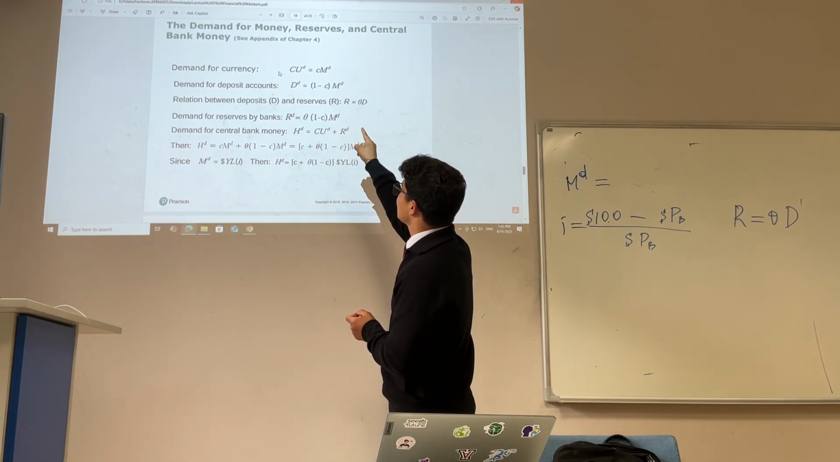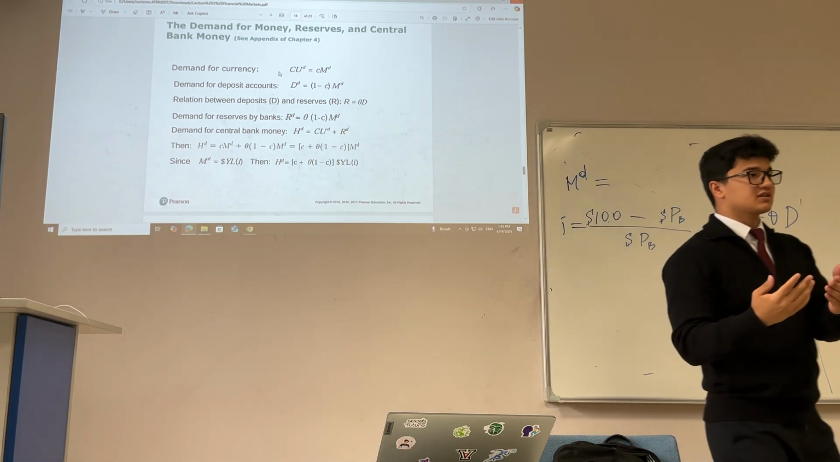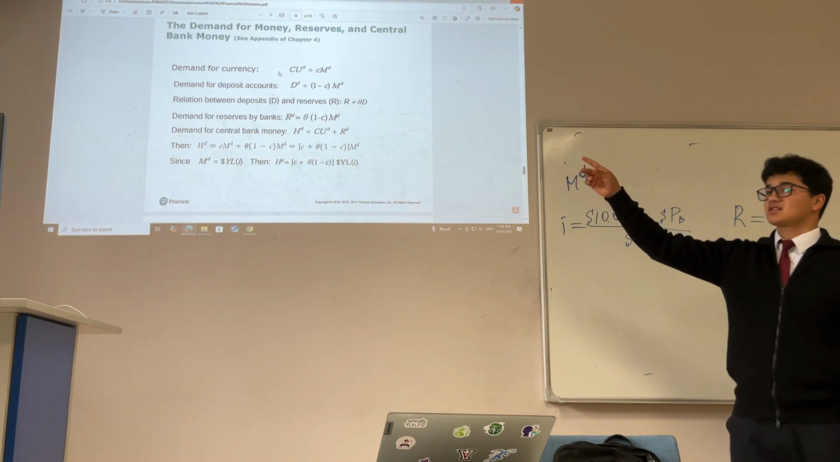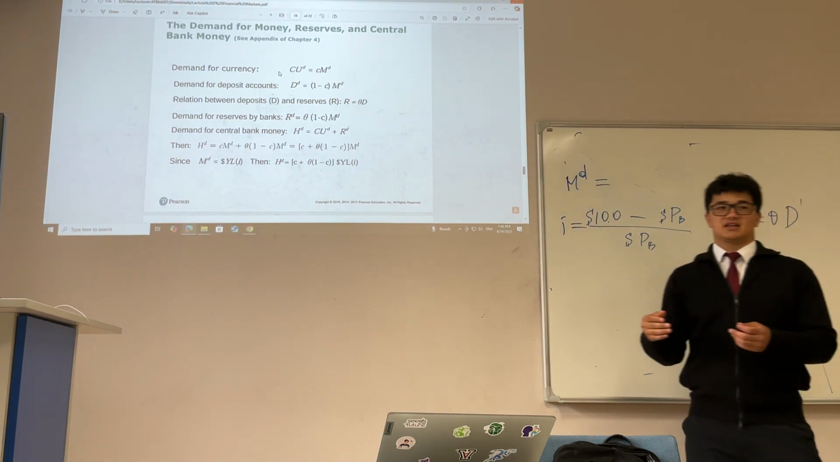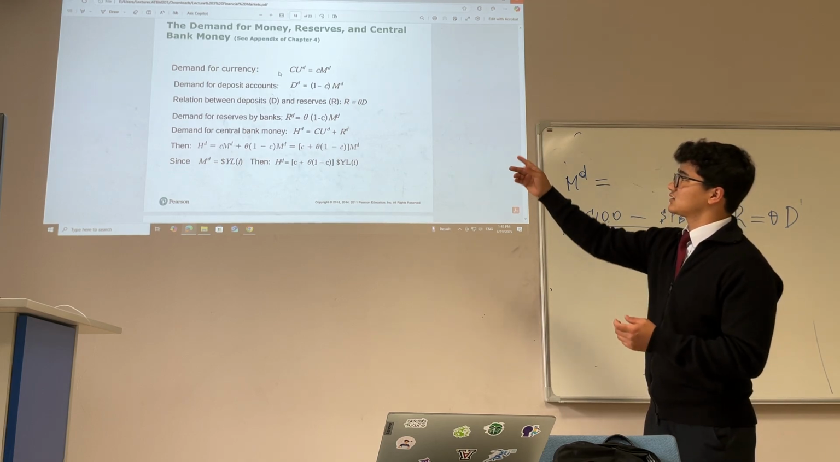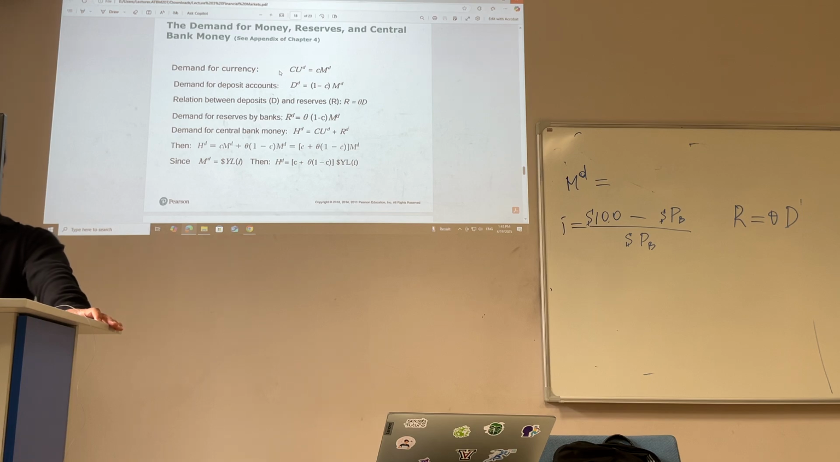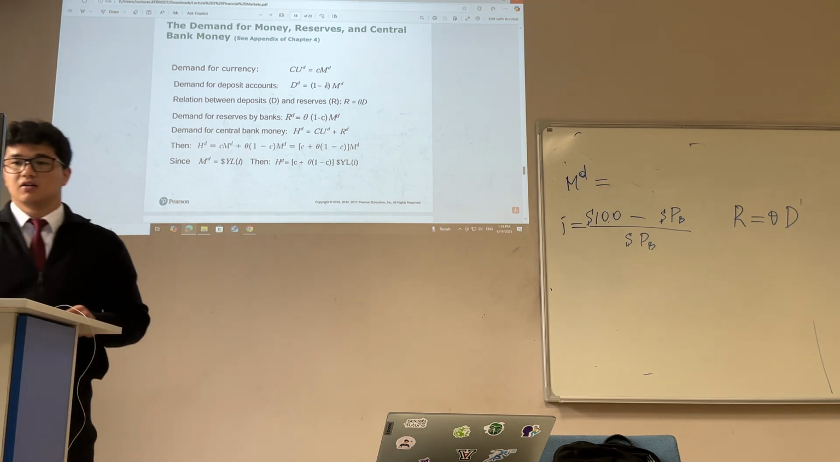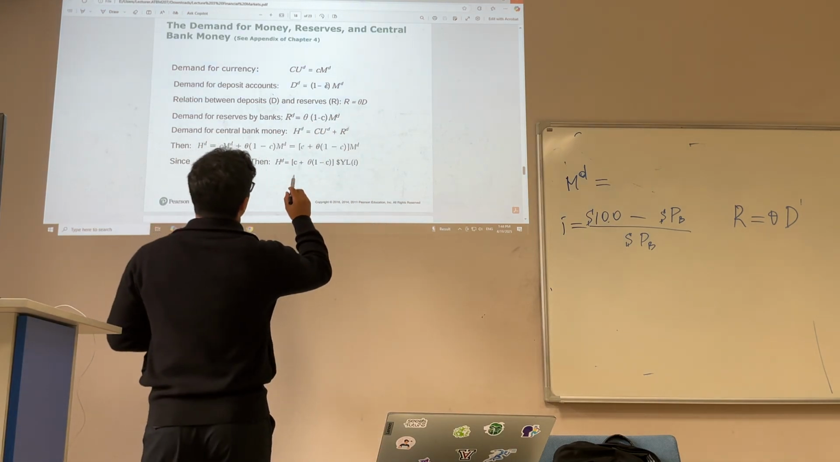1 minus C is like, C is for my currency, $2,000. And 1 minus C is $8,000, like my total income minus my demand for currency. You can see 1 minus C. And the relation between deposit and reserves, they put it like this. Now, for demand for deposit accounts, they are plugging this formula.